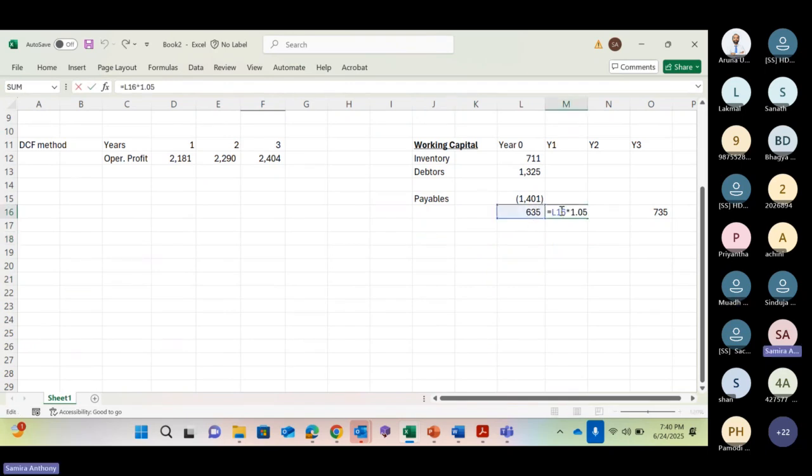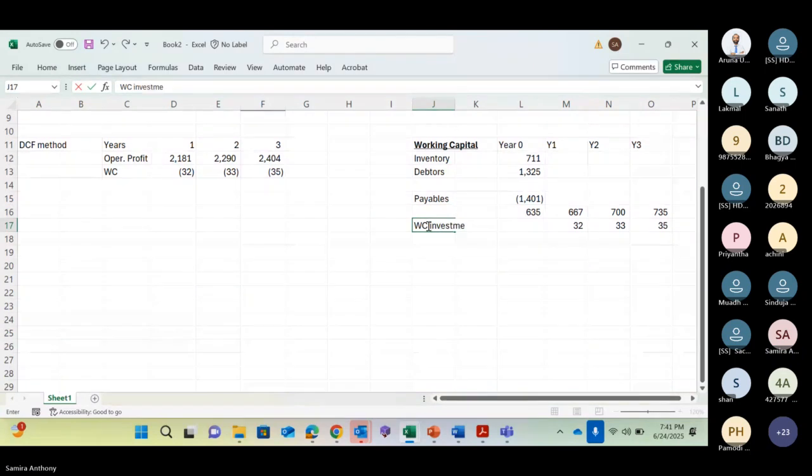Now every year it will increase by 5%. I think I have correctly put the assumption, right? Now you have to take the difference. Investment is the difference between two years, like this. This is the working capital investment. Therefore, you can put here the working capital requirement as a minus answer.